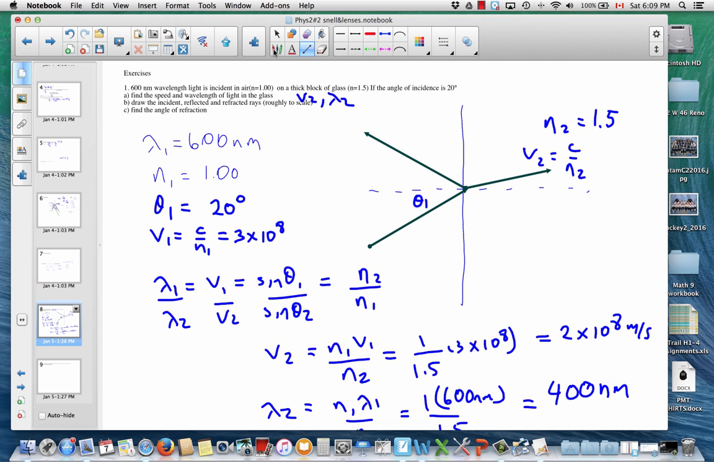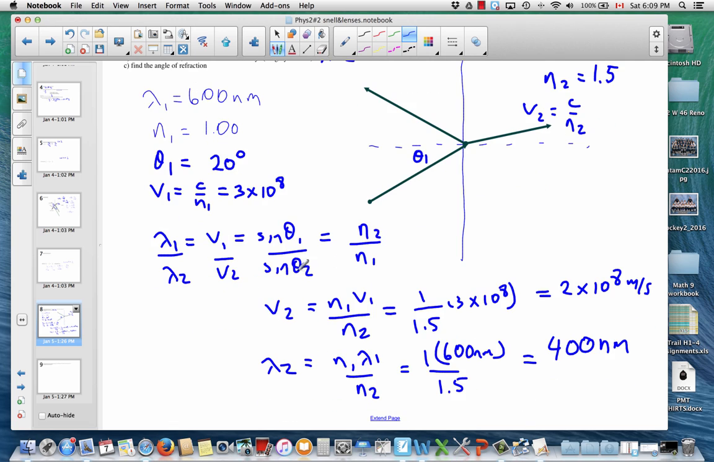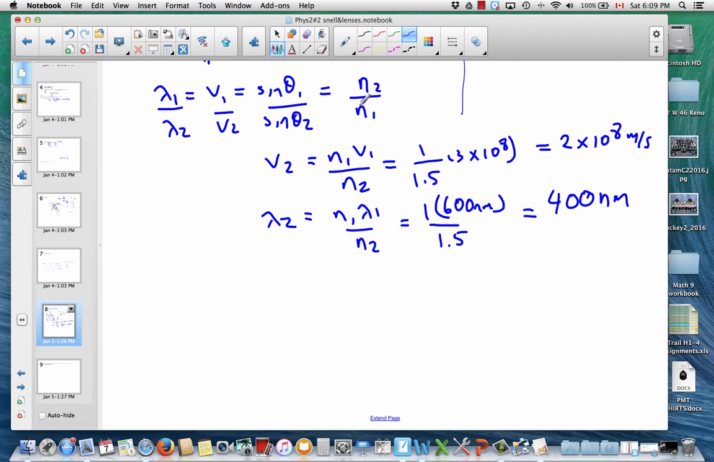Now let's calculate what that angle is. And so if we start with our relationship here and rearrange a little bit, we get n1 sine theta 1 is n2 sine of theta 2, so it was 1.0 for air, I guess. 20 degrees incident angle.